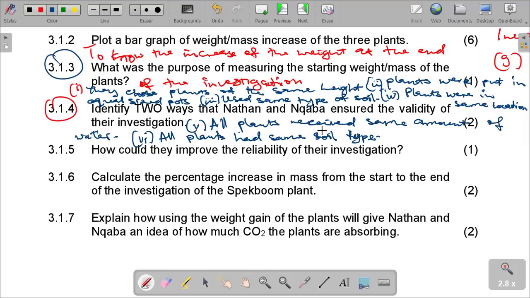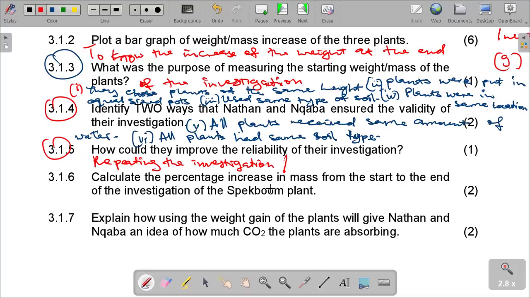Number 3.15. How could they improve the reliability of the investigation? Reliability can also be improved by repeating the investigation, or having a large sample size.